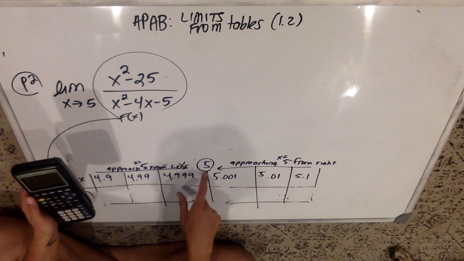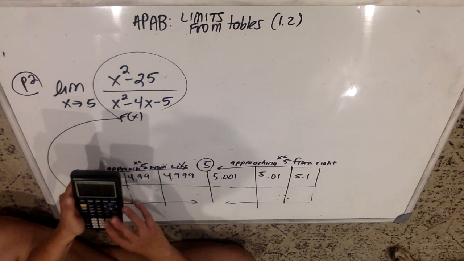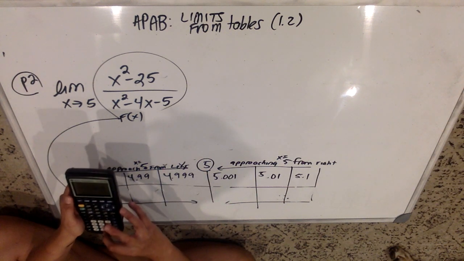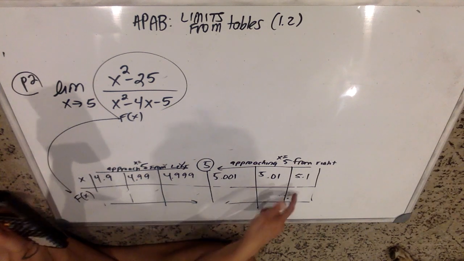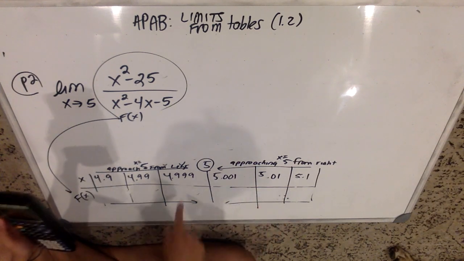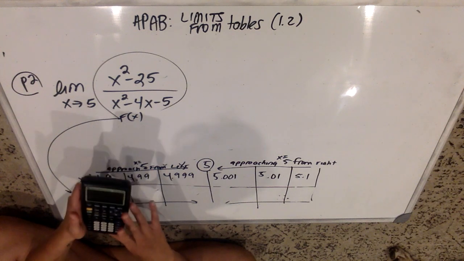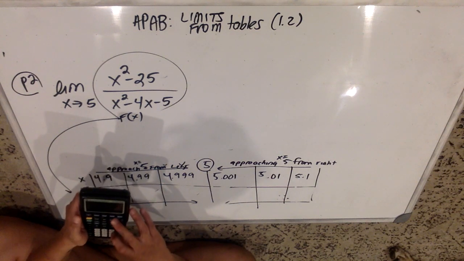I'm going to go to table set, and I'm going to start my table. So second table set, I'm going to start my table at 5, and I'm going to go by 0.1s. That's going to get these two, and then 0.01 will get these two, and then 0.001 will get these two. Again, you don't have to use that trick, but it just makes it a lot faster.